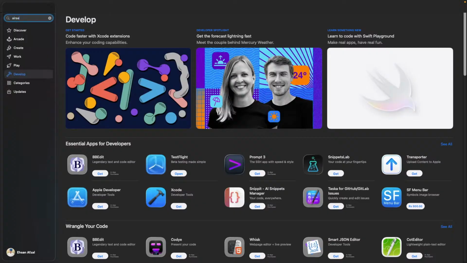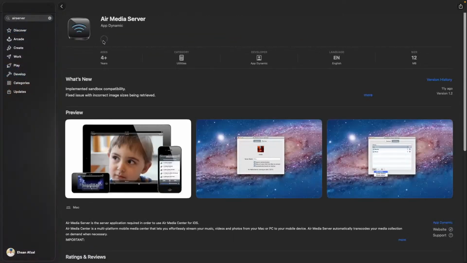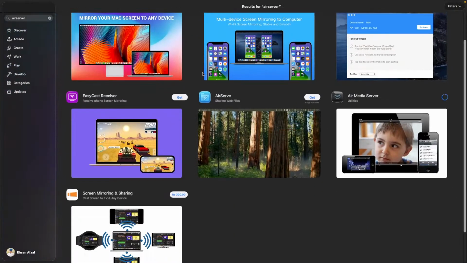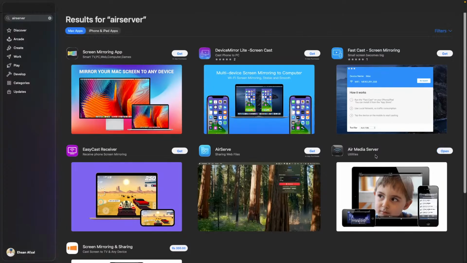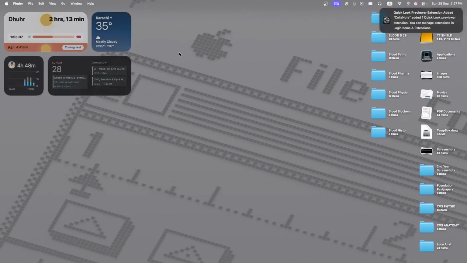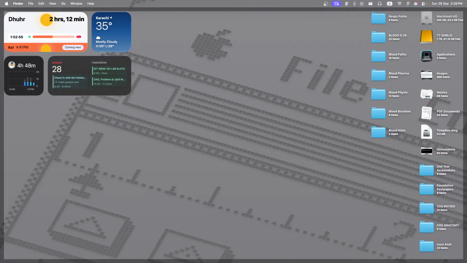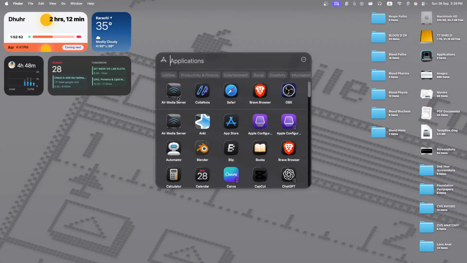AirServer, AirServer, screen mirroring, AirMedia Server. Let me try this now. 11 years old. Oh my word. This is old. Very old. But let's try it. Go ahead and do it. Allow. No, where are you? They just disappear. Oh, there we go.